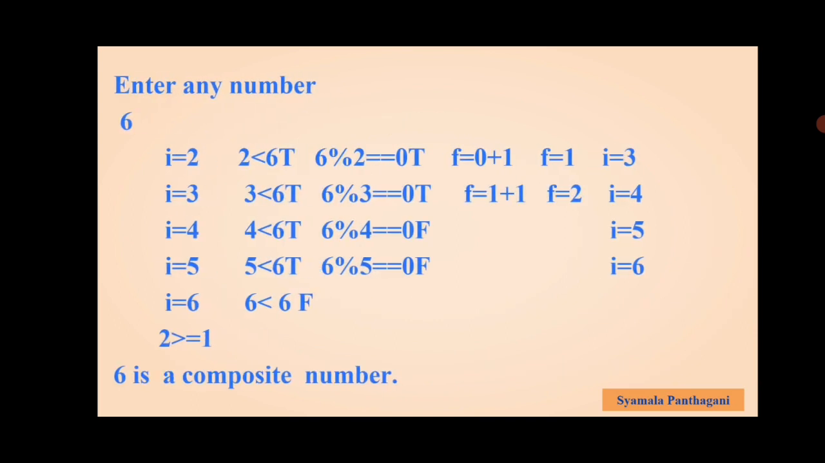Now come to the explanation part. This is the execution part. Enter any number. The compiler displays this, enter any number. I have entered 6. If I entered 6, what is the execution done by the computer? i is equal to 2.